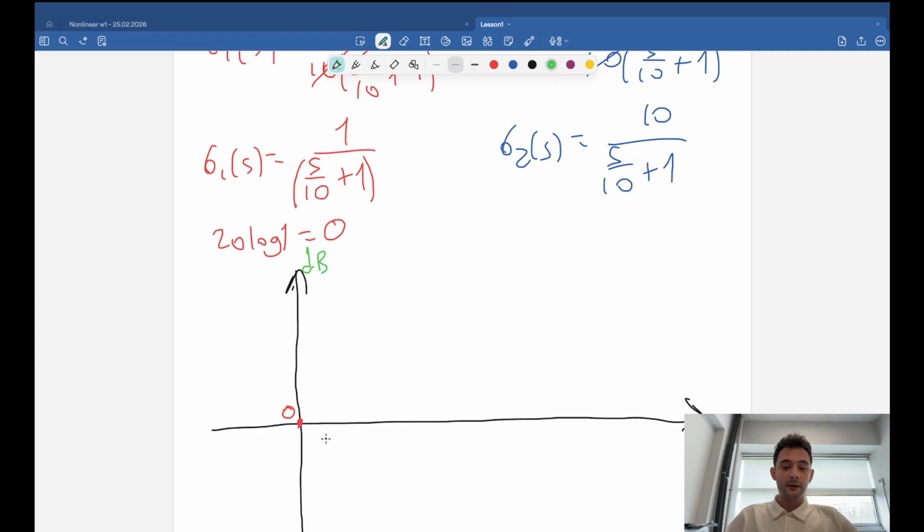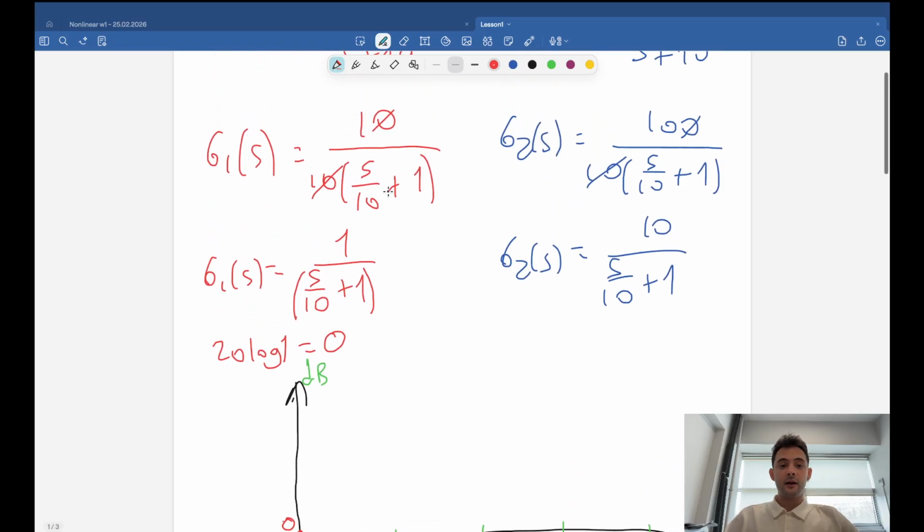And let's say this is 10 to the power of 4, 10 to the power of 3, 10 to the power of 2, 10 to the power of 1, and 10 to the power of 0, maybe it's not important, okay? And let's move on. Take a look at this transfer function.